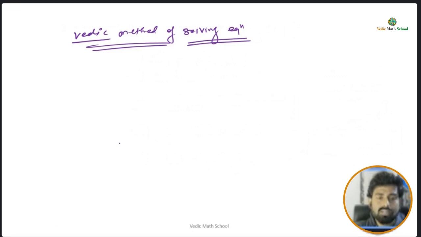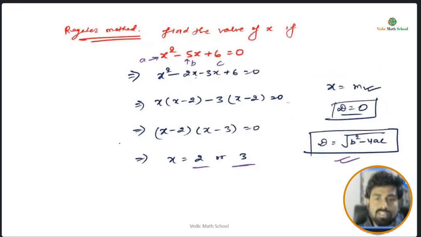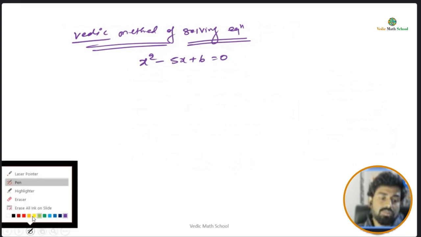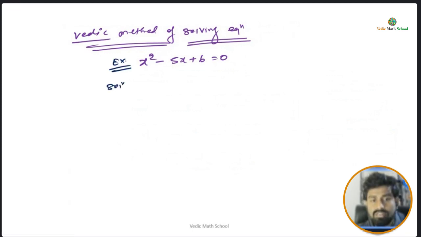We can take the same example. What was the number? x square minus 5x plus 6. So I'm writing x square minus 5x plus 6 equal to 0. Now, here we are going to use differentiation, because in Vedic maths, it says that the differentiation of this equation. So how are we going to find the differentiation? It's very easy. We are going to find the differentiation in the context of x.